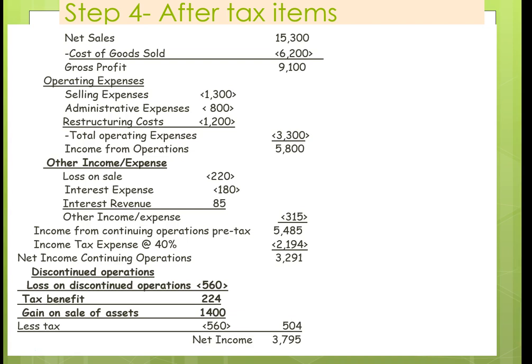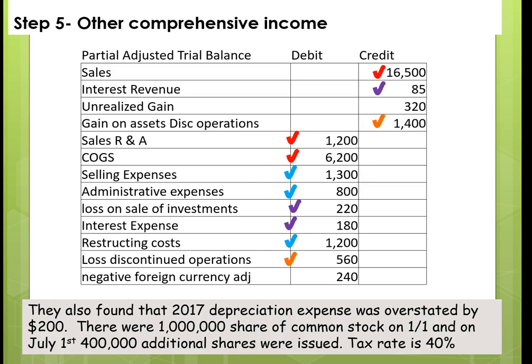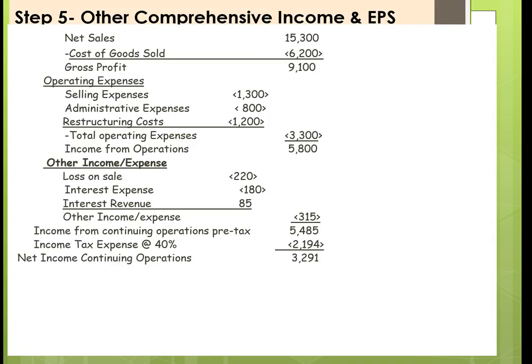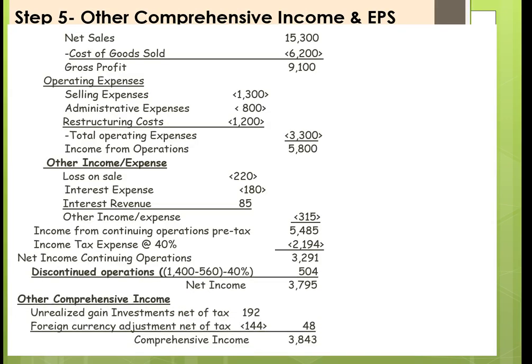Now we're going to go back to our trial balance, because now we're going to look to see, do we have anything for other comprehensive income? We do. We have some unrealized gain, and we have a negative foreign currency adjustment. So we have to account for this one, and we have to account for this one. So what we're going to do is show unrealized gain, investment, net of tax, foreign currency adjustment, net of tax. We're going to add back in 48,000.